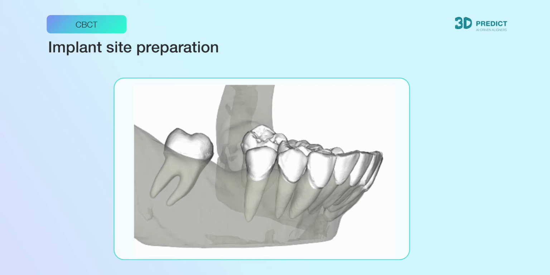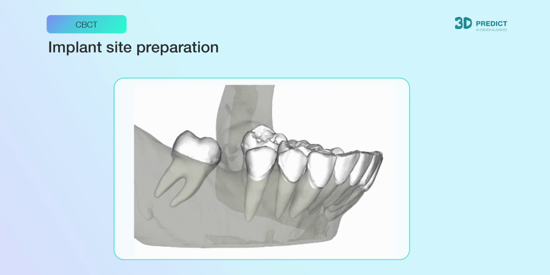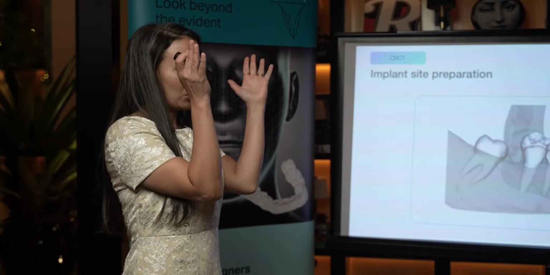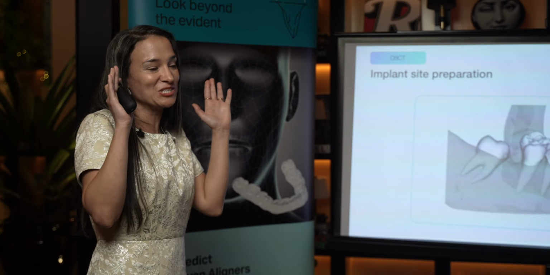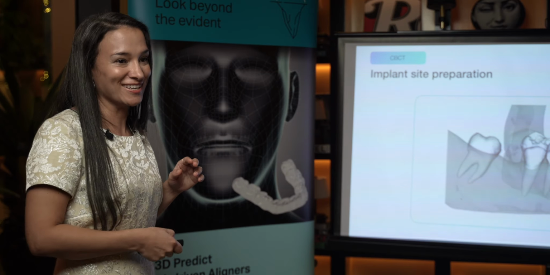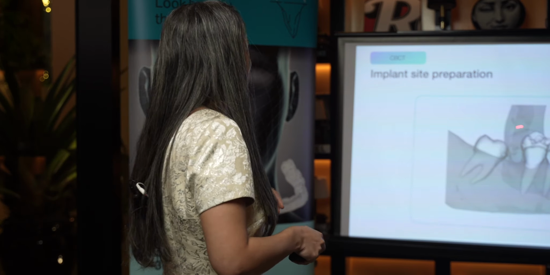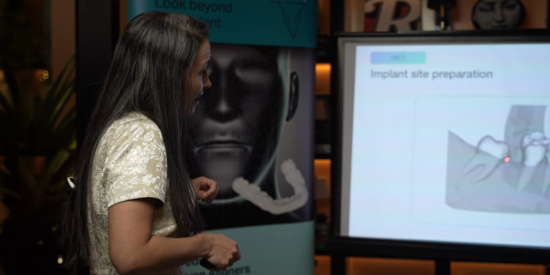Implant site preparation, obviously, you want to have root parallelism. You know how many cases I see that they made space for the crown and the roots look like they're going to kiss each other? And then where are you going to place your implant there? So it's the same situation. We want to make sure we're making space for the implant and for the crown.